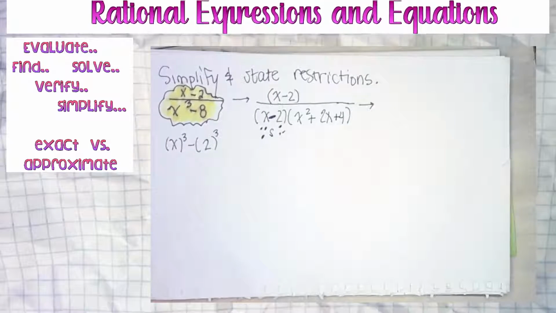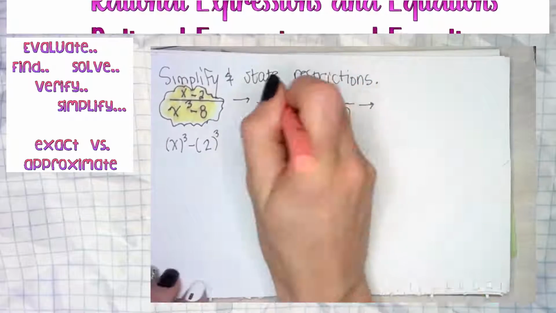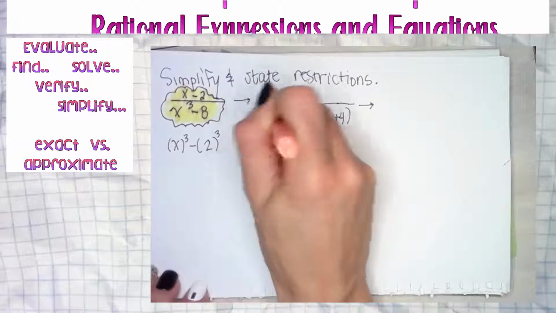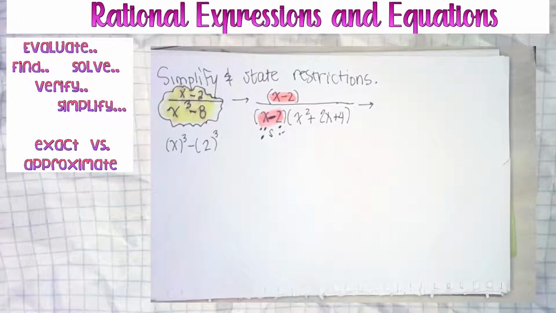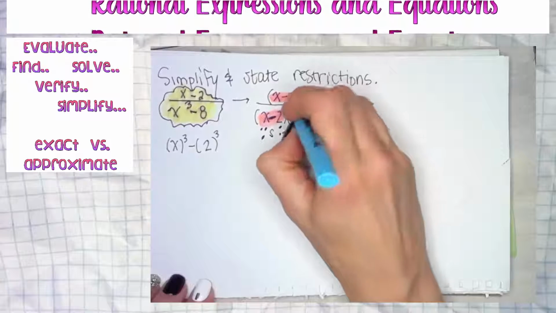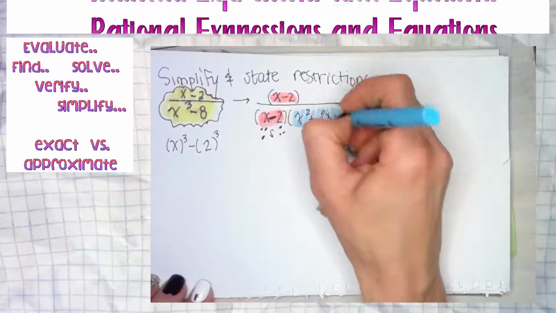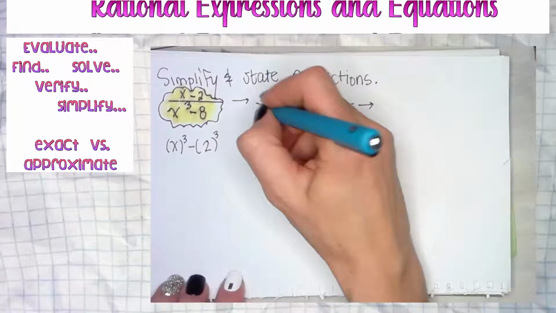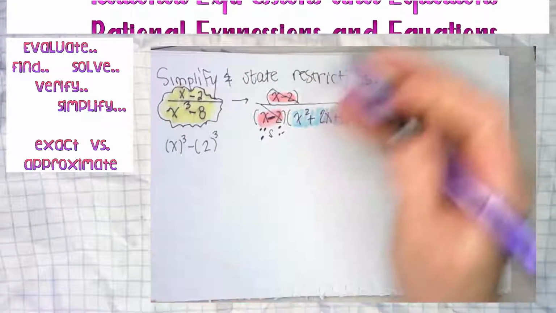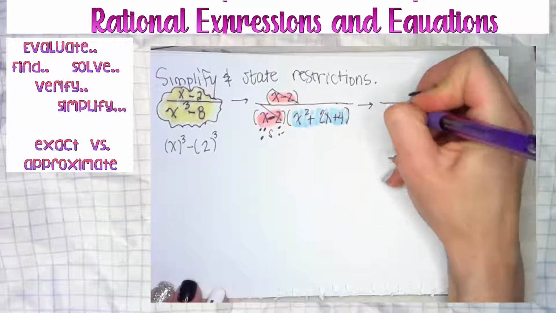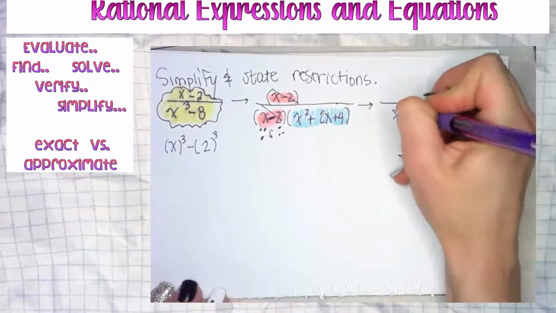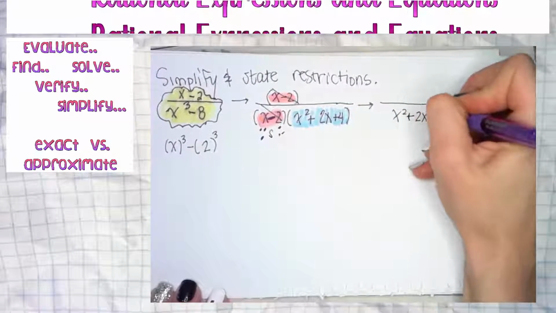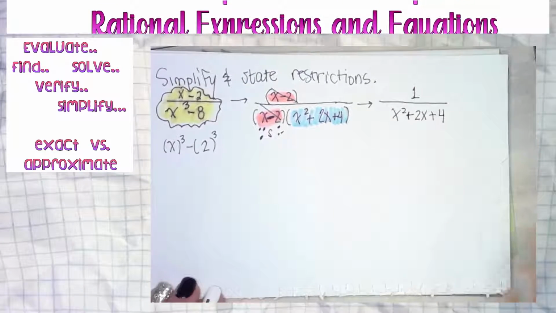Next step. Do you have any common factors in your numerator and denominator? You bet you do. The common factor you have in your numerator and denominator is the x minus 2. If I cross out x minus 2 from my numerator and denominator, what is left in your numerator? Not a 0, but a 1.